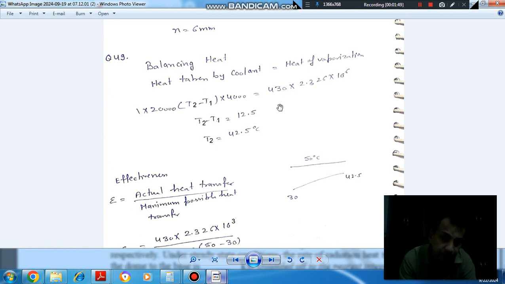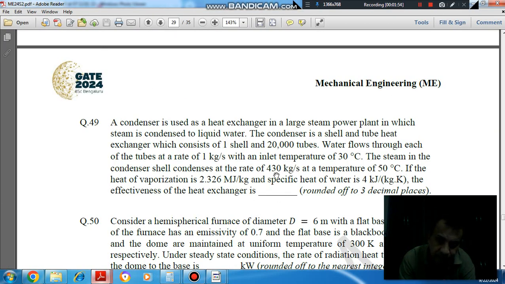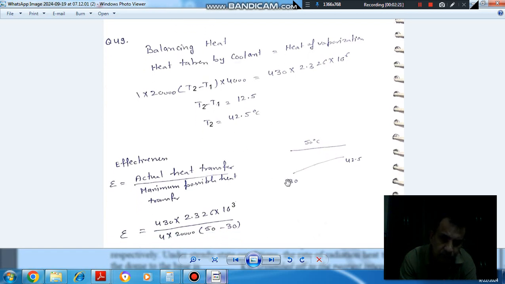And the heat of evaporation or heat of condensation is the mass of the steam being condensed, 430 kg per second, times the heat of evaporation per kg, 2.326. So it will be 430 into 2.326 in megajoule; to convert it into joule, that is 10 power 6. From this we can find out T2, so T2 comes out as 42.5 because T1 is 30. So now T1 is 30, T2 is 42.5, and this is the temperature at which steam is condensing.